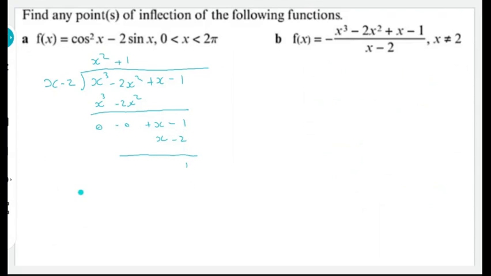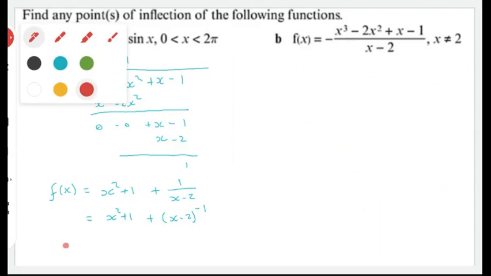So now my function becomes f of x. Rather than writing that complicated one that I've got, x squared plus 1, and that's just plus the remainder, which is 1, and then divide that by the divisor, so x minus 2. This is much easier to differentiate. Hopefully we agree. This is x squared plus 1 plus x minus 2 to the power of minus 1, for the sake of differentiation.